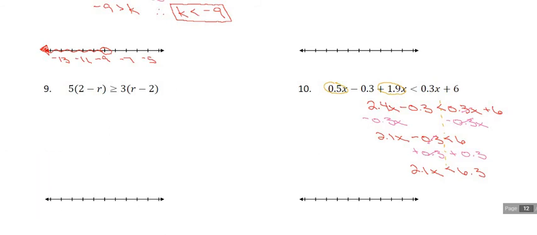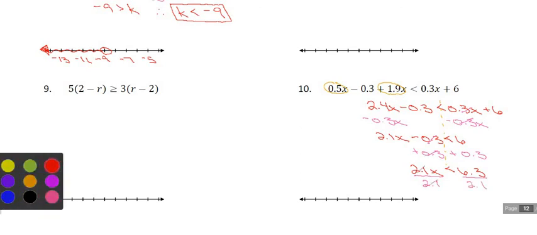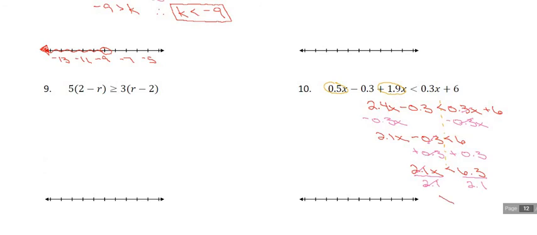And now we get x completely alone. We undo that multiplication by division. So we're dividing both sides by 2.1. So x is less than 3.